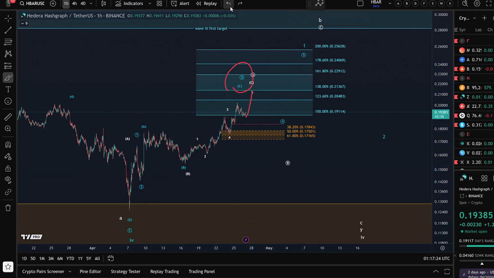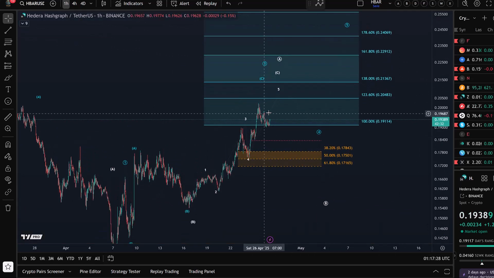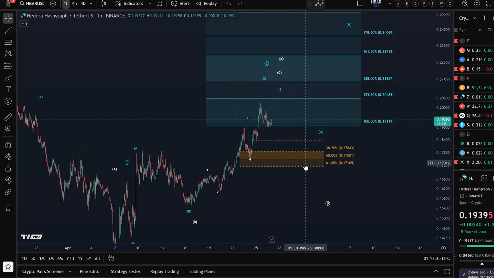I shared with you in the previous video that one more high would still be ideal. Price should ideally still form one more high to 21.3 cents. If the pullback is corrective in 3 waves, that leaves the door open for higher prices.